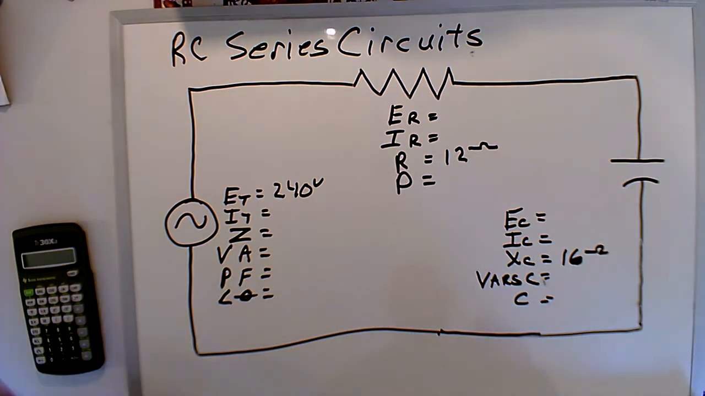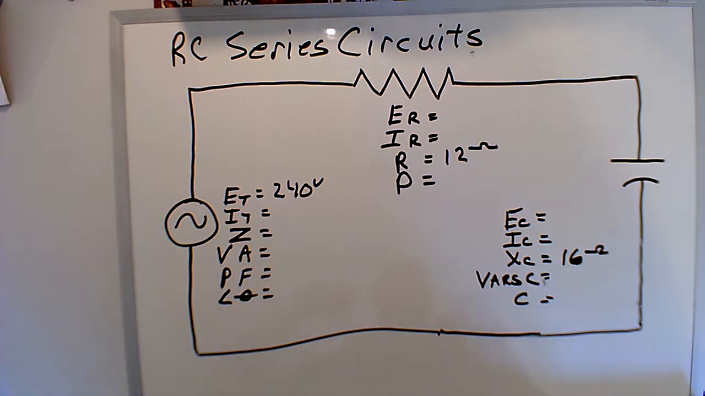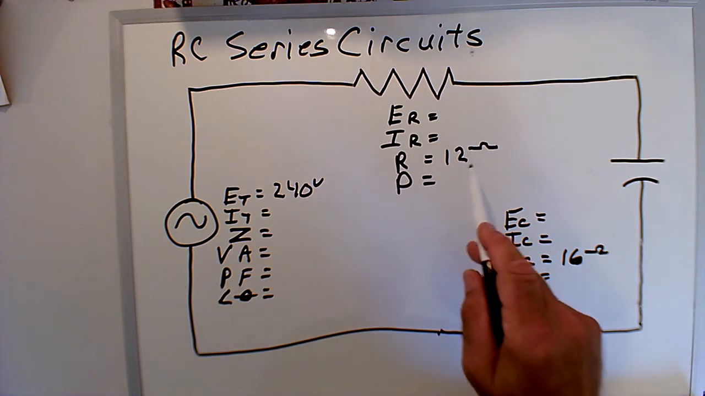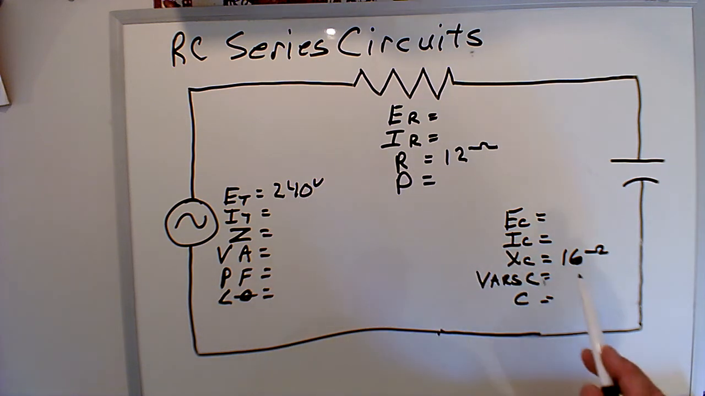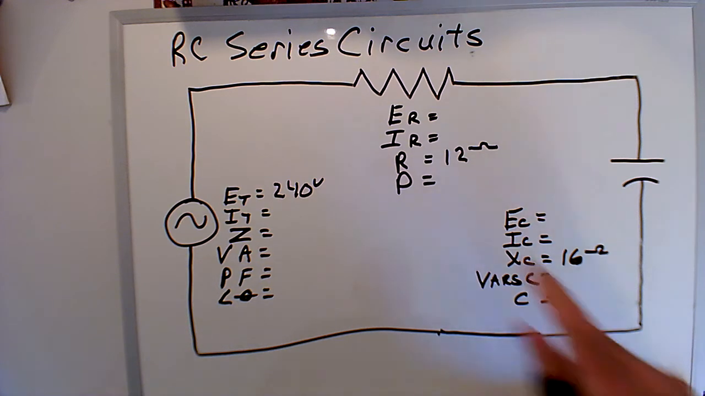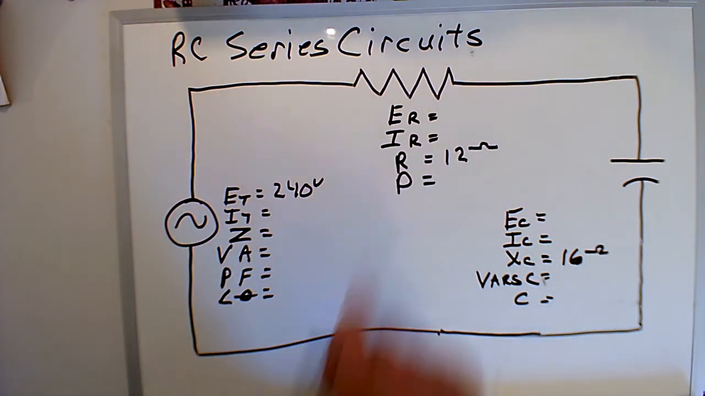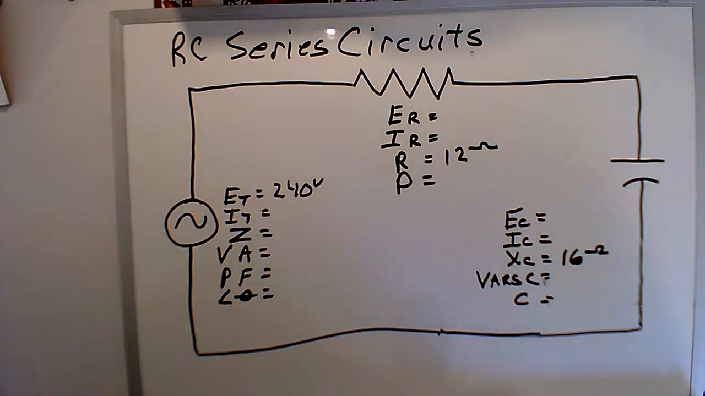Hello everyone. I'm working on a resistive and capacitive series circuit, so an RC series circuit. I've given you some information already: 240 volts, 12 ohms of resistance, and 16 ohms of capacitive reactance. So right off the bat, I can solve for Z using R and XC. I can use the two ohm values and solve for the impedance, Z. So let's take a look at that.